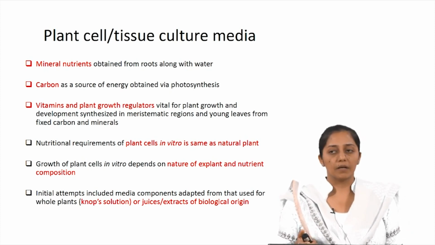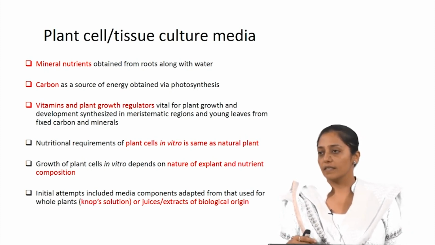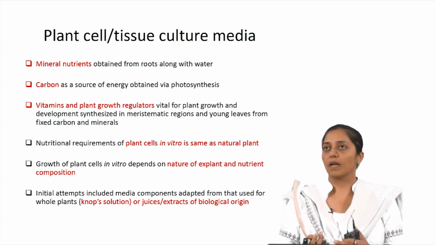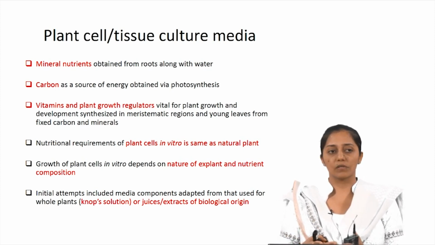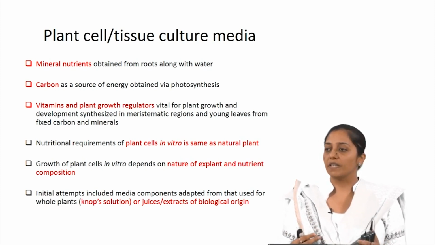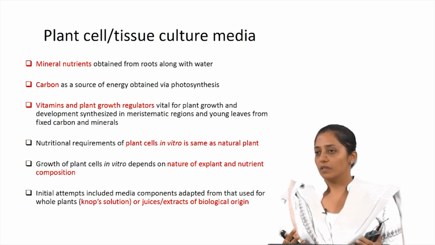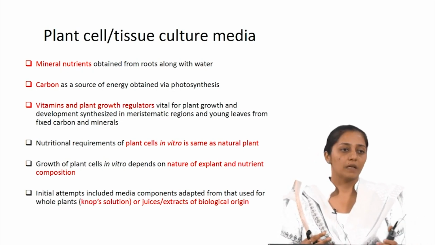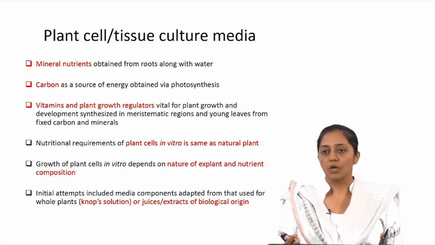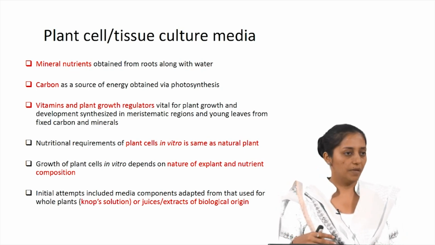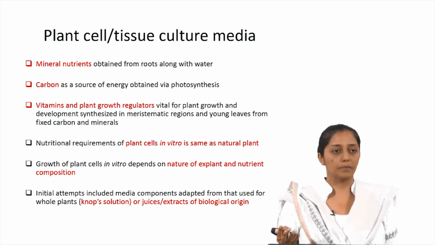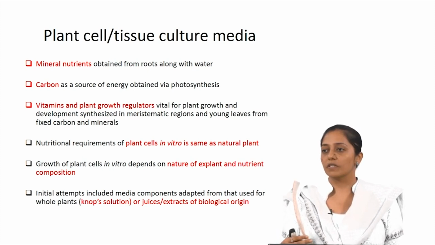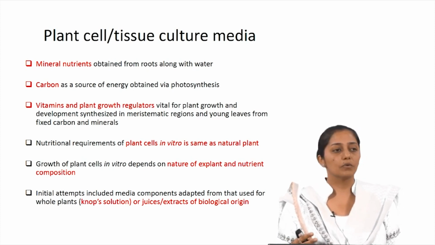So vitamins and plant growth regulators, as I said, are synthesized in the meristematic region. Now apart from mineral nutrients and carbon, plant growth regulators are of two kinds. Yesterday also I mentioned, one is endogenous, which means the cells themselves produce these plant growth regulators. There they are called plant hormones. Now if they are synthetically produced or exogenously present as signaling molecules, for example, which then induce the endogenous plant hormones, then they are called plant growth regulators.